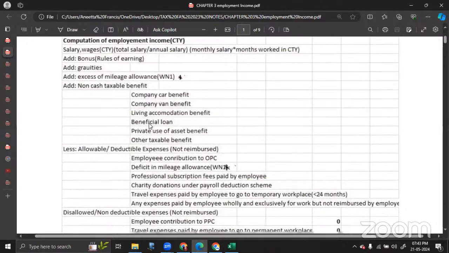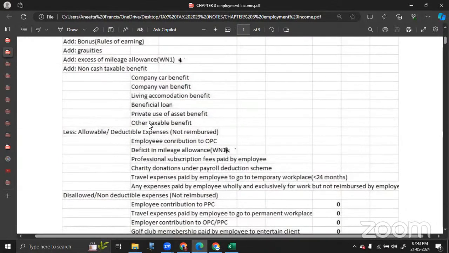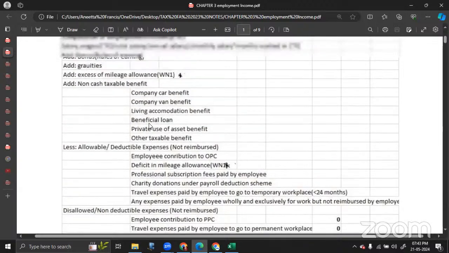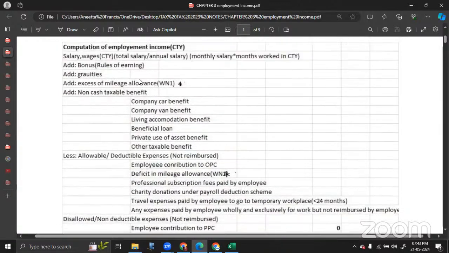Now, allowable deductions or deductible expenses which are not reimbursed. Employee contribution to OPC. So if Aneetta contributed any amount to her occupational pension scheme, that is deductible. Deficit in mileage allowance is deductible. Professional subscription fees paid by Aneetta is deductible. Charity donations under payroll deduction scheme is deductible. So all these amounts, if suffered by Aneetta, she can deduct from her employment income. The rest of the things she received from her employer have to be added.